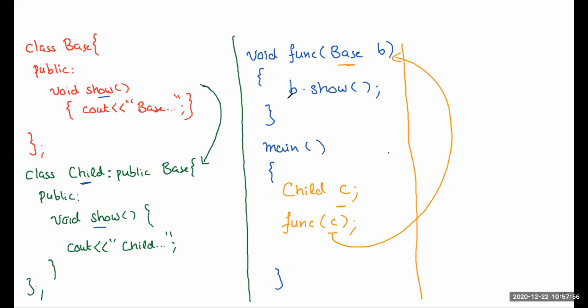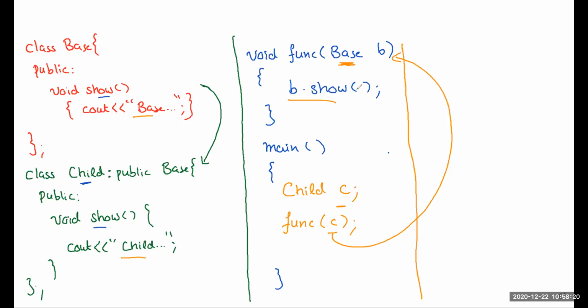Now, the thing is, which function will be called? Because you see, what is the type of B? Base. But what I am passing is an object of the child class. And we say that this C will be copied in B. This is perfectly legal, right? But now the next question arises: when you write B dot show, whether this show function of the parent class will be called or the show function of the child class will be called, right?